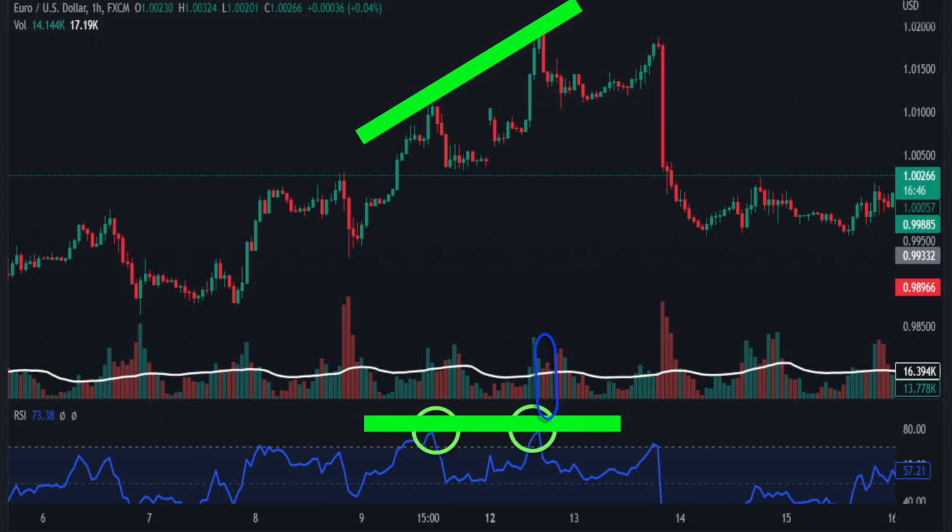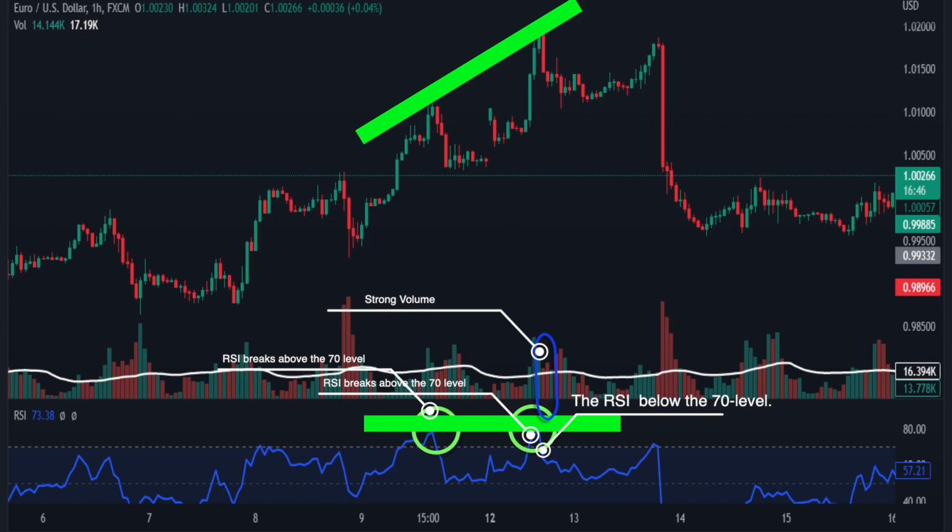Look at this chart. We see that the RSI breaks above the 70 level. That's our first confirmation. And the RSI goes below the 70 level without showing any bearish divergence. After a while, the RSI breaks above the 70 level again, and that now shows divergence. That's our second confirmation right there. Now for our third confirmation, we will wait for the RSI to go back below the 70 level with a volume above the 30 moving average.